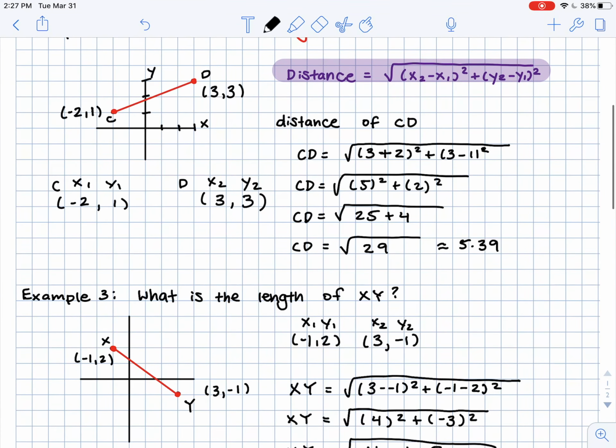Okay, so the main thing to remember right here, distance formula. Distance equals the square root of x2 minus x1 squared plus y2 minus y1 squared.